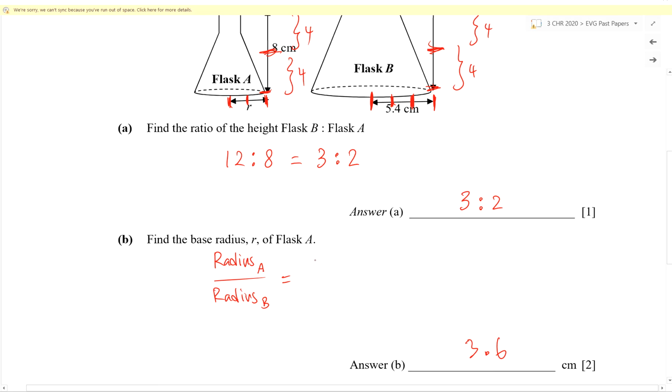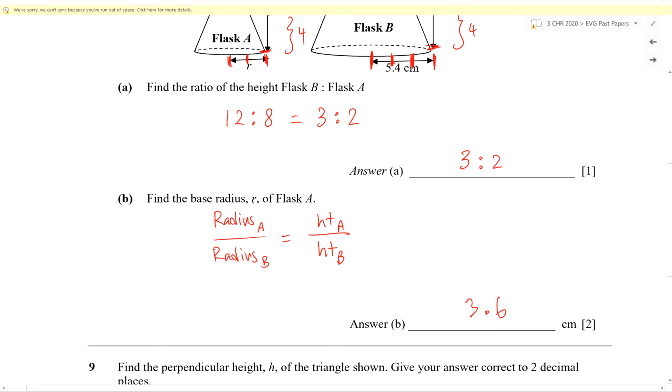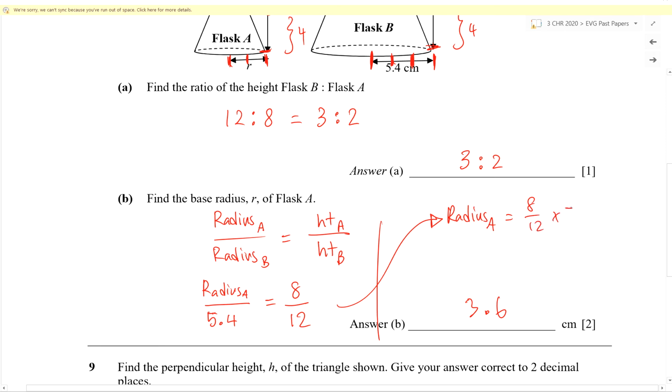Radius of A over radius of B will be height of A over height of B. Then we fill in whatever we know. We want to find radius of A. We don't know what that is. Radius of B is given to be 5.4. The height of A is 8. Height of B is 12. So from here, radius of A will be 8 over 12 times 5.4. And we get the same answer of 3.6.